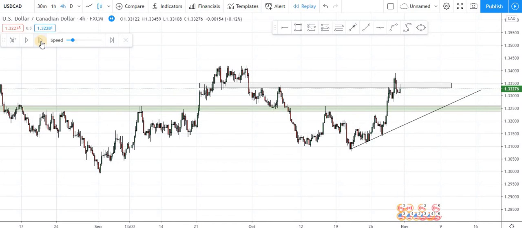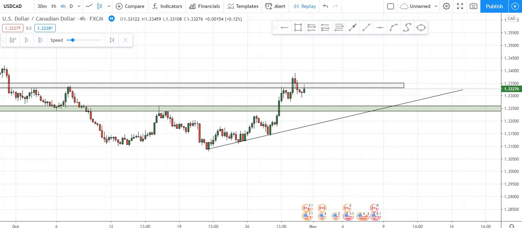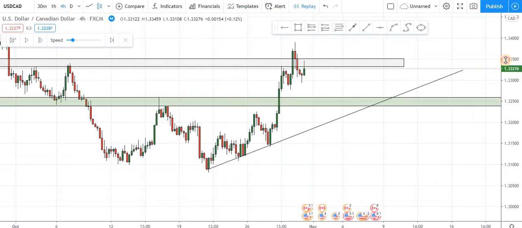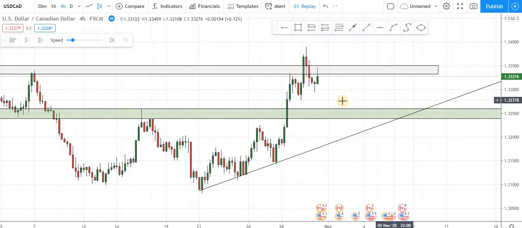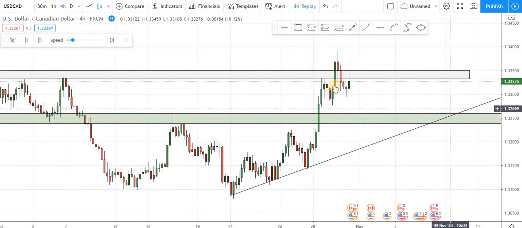Boom. Okay, first retest, and we can see there was a rejection. Look here, and this is on the 4-hour time frame. There was a rejection already. But then again, this is not enough. This is not enough to confirm anything. This is just the first retest.